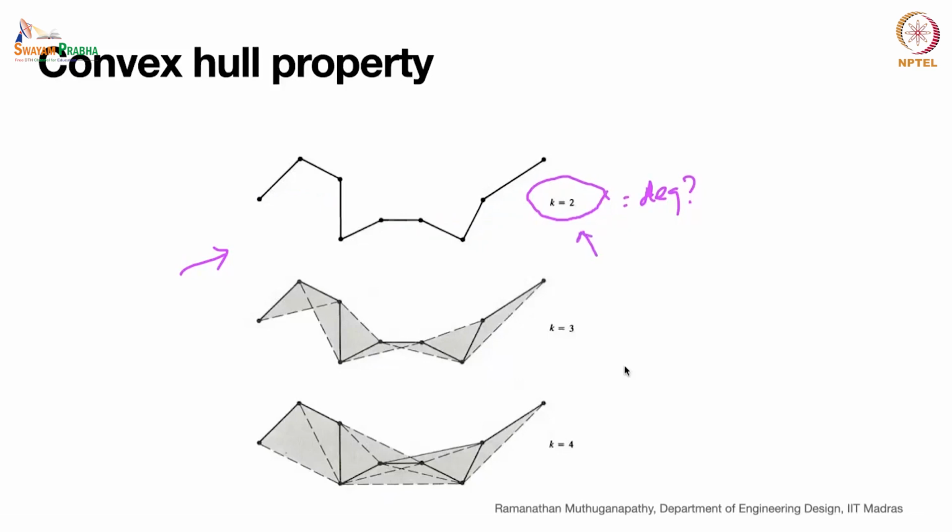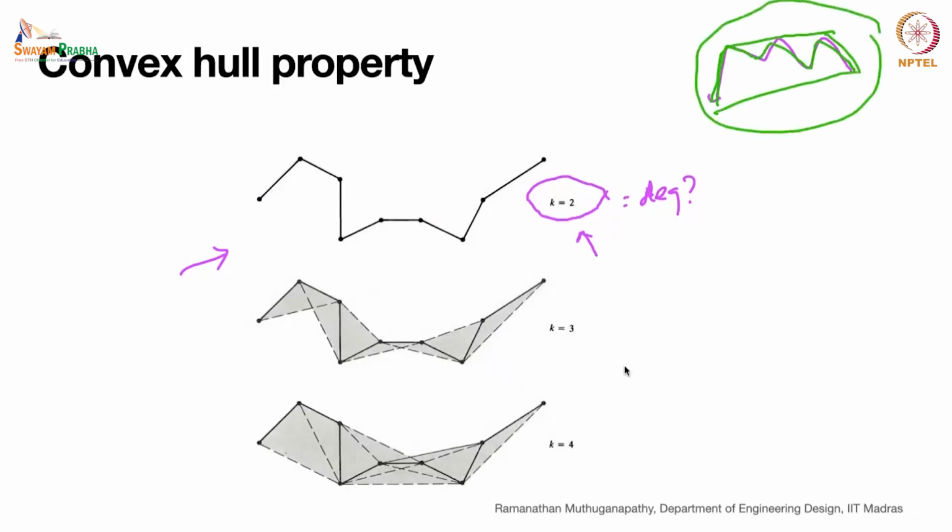Okay, how does it happen? This is very fascinating, isn't it? Now, you remember in the case of Bezier, the curve lies in the convex hull of the control points of all n points, right? If this is the n point set, the curve lies within the convex hull of this entire set. So what happens in B-spline? In B-spline, the curve lies within the convex hull of k successive points.